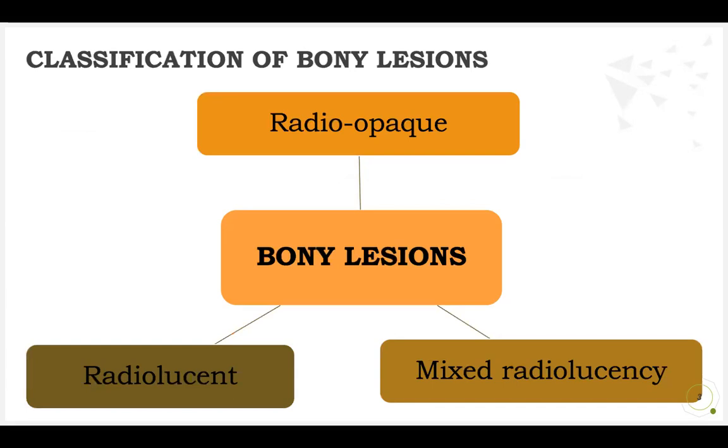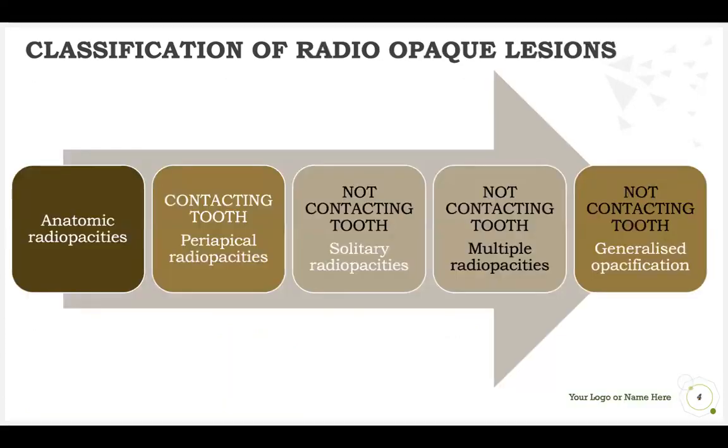Before we move on to the radiopaque lesions as such, first we need to know the classification of a bony lesion. The bony lesions are mainly classified as radiolucent lesions, mixed radiolucency, that is, containing some amount of radiolucency and some amount of radiopacity, and radiopaque lesions. Now these radiopaque lesions are again divided into various types.